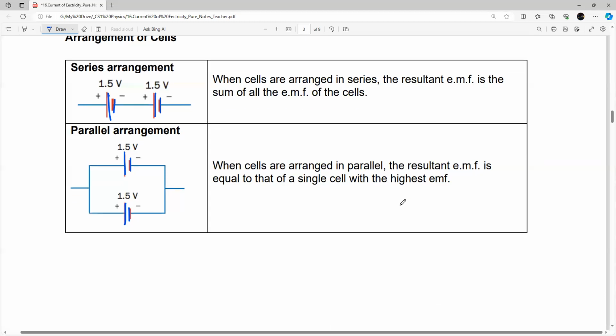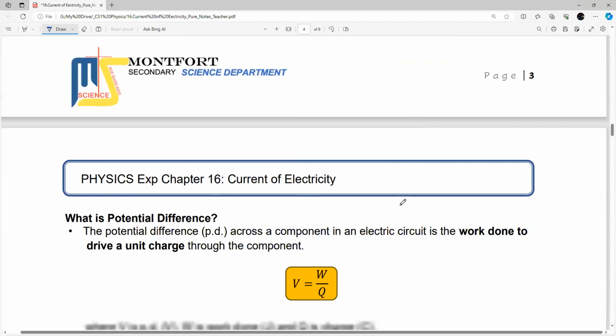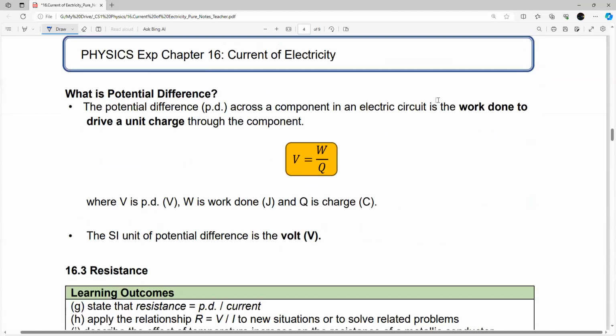So what is potential difference? PD is the work done to drive a unit charge through a component, such as a bulb, a load, or resistor. The units for PD is the same as your EMF, which is in volts.